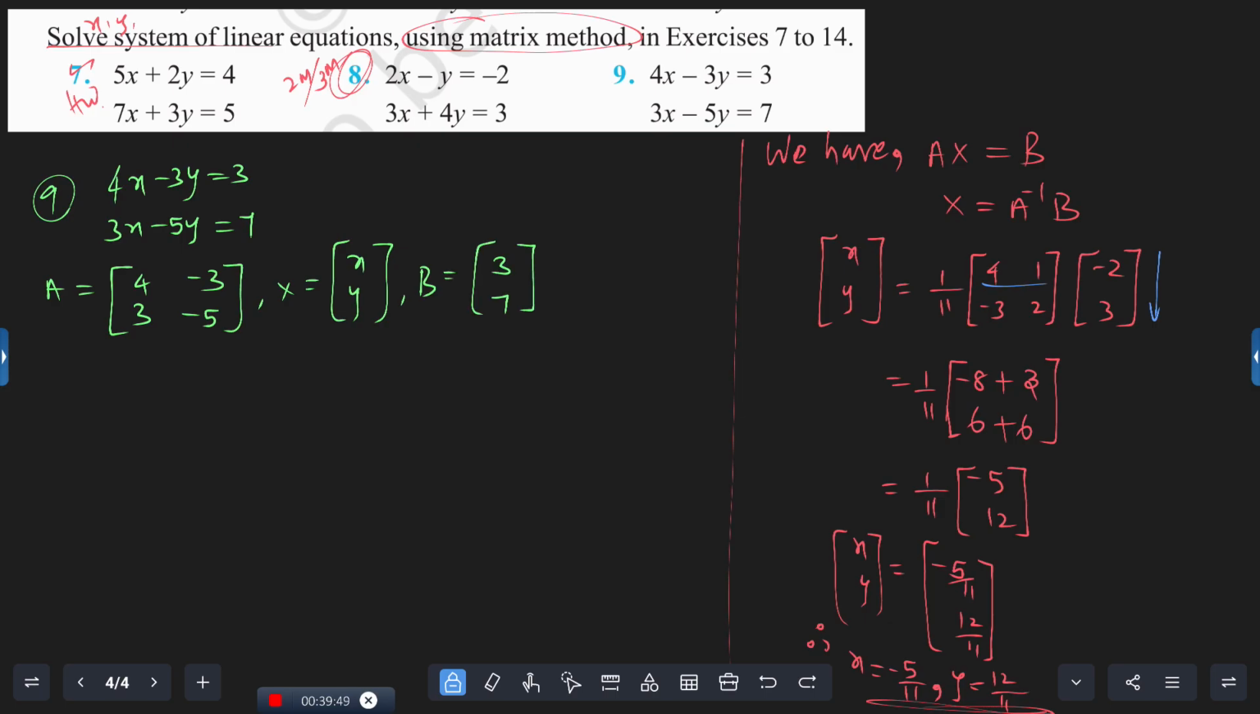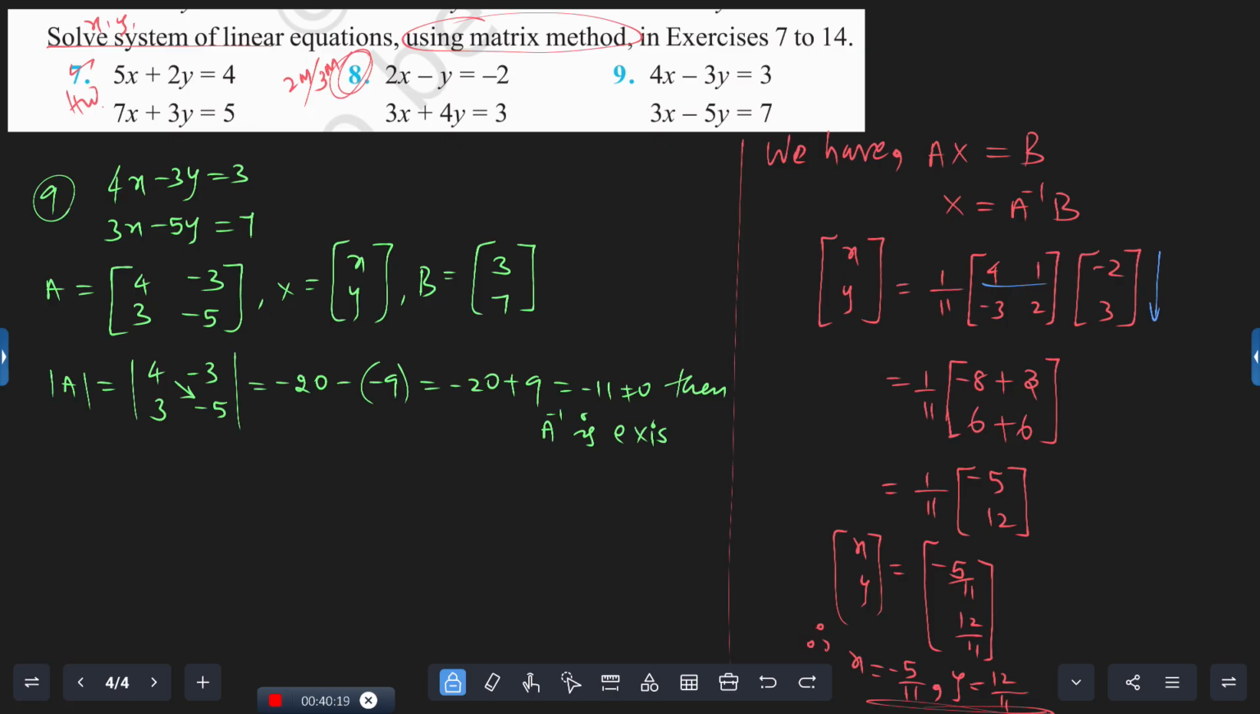So first what you have to do? Determinant you have to find. So determinant of A is equal to, when you multiply, 4 into minus 5 is minus 20, minus 3 into minus 3 is minus minus 9, which is equal to minus 20 plus 9, which is equal to minus 11, that is not equal to 0. Then A inverse exists. If A inverse exists, what can we find? Adjoint of A we can find.